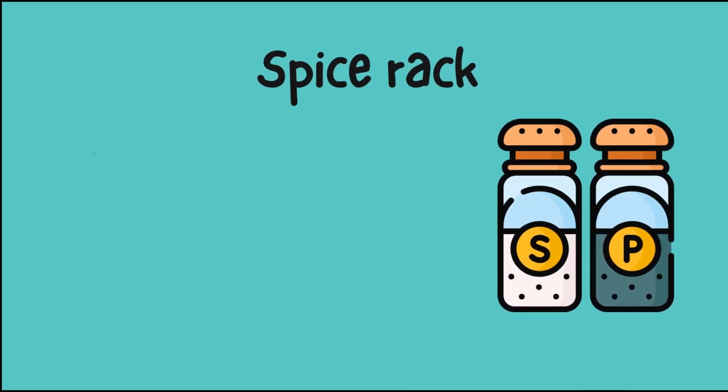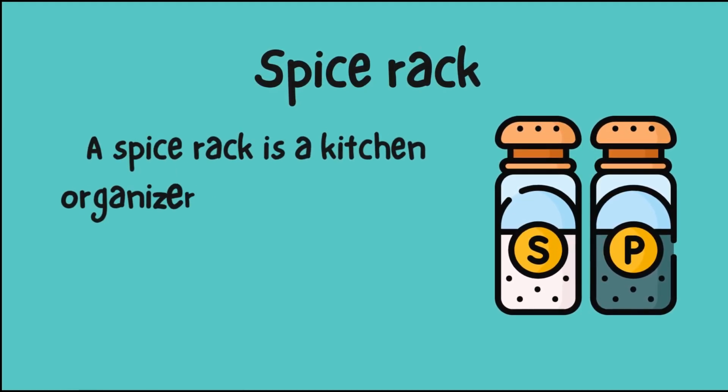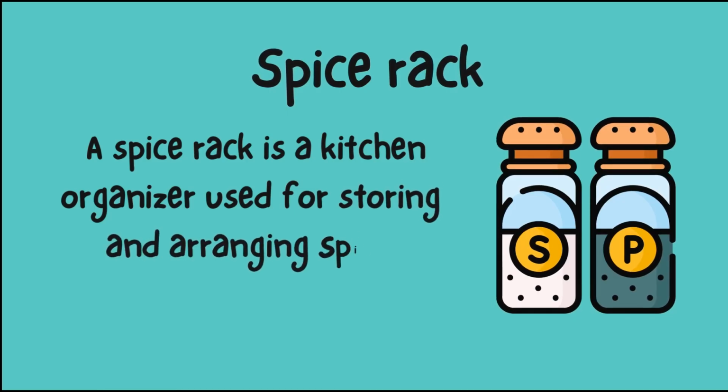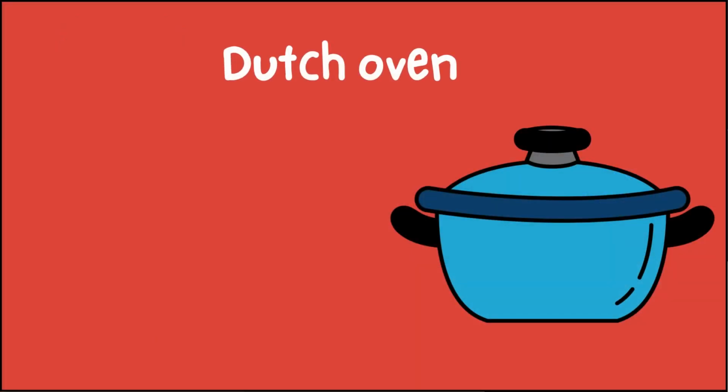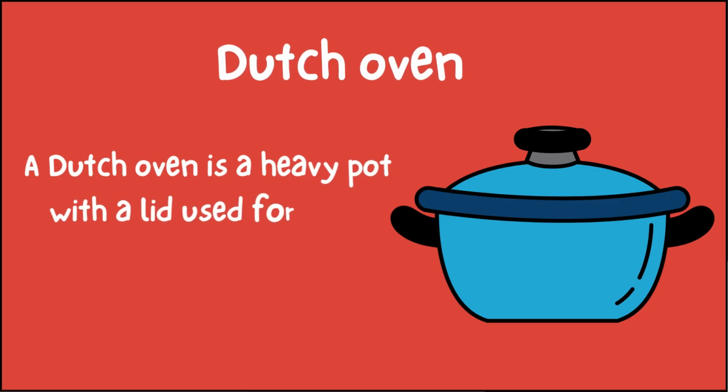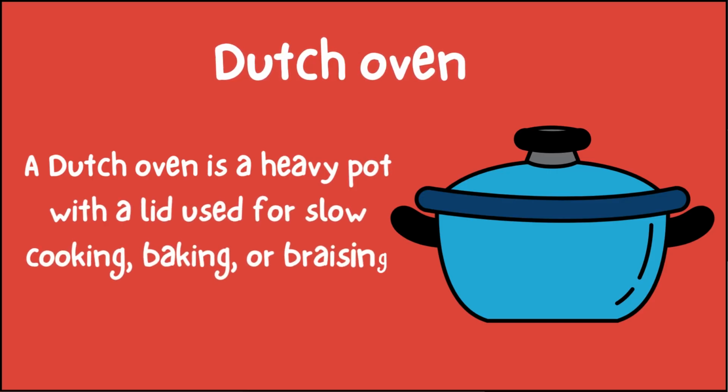Spice rack. A spice rack is a kitchen organizer used for storing and arranging spices. Dutch oven. A Dutch oven is a heavy pot with a lid used for slow cooking, baking, or braising.